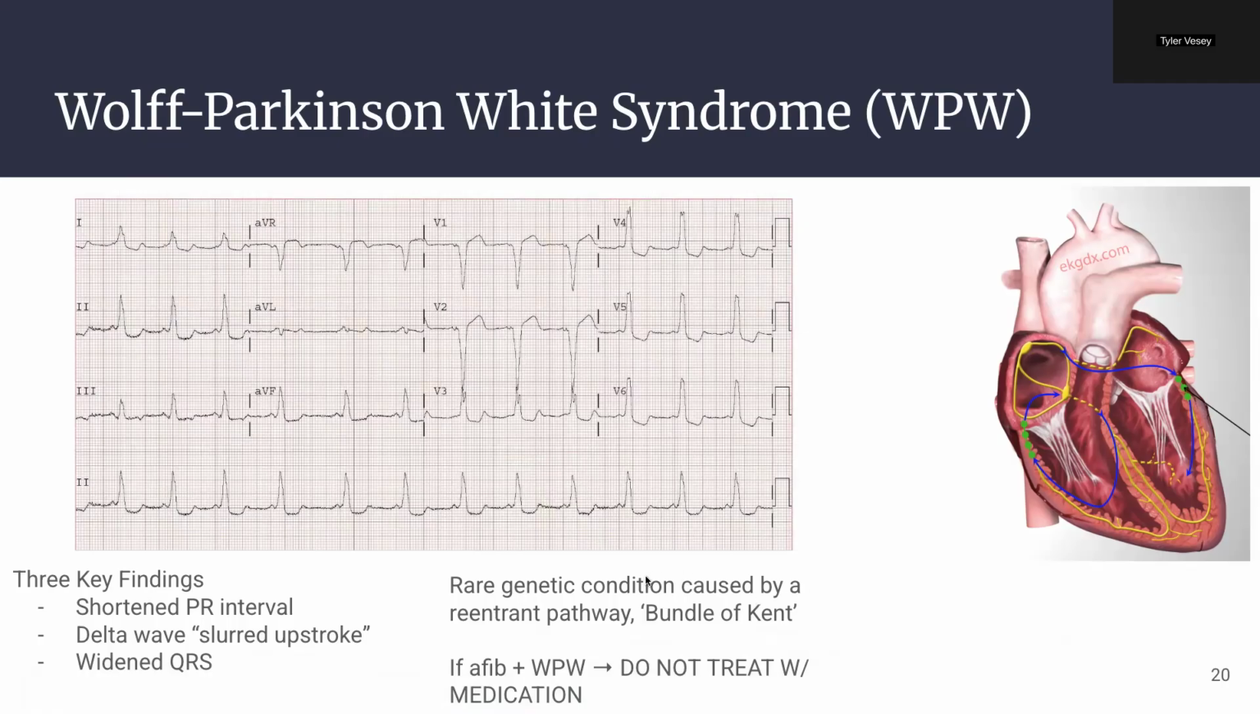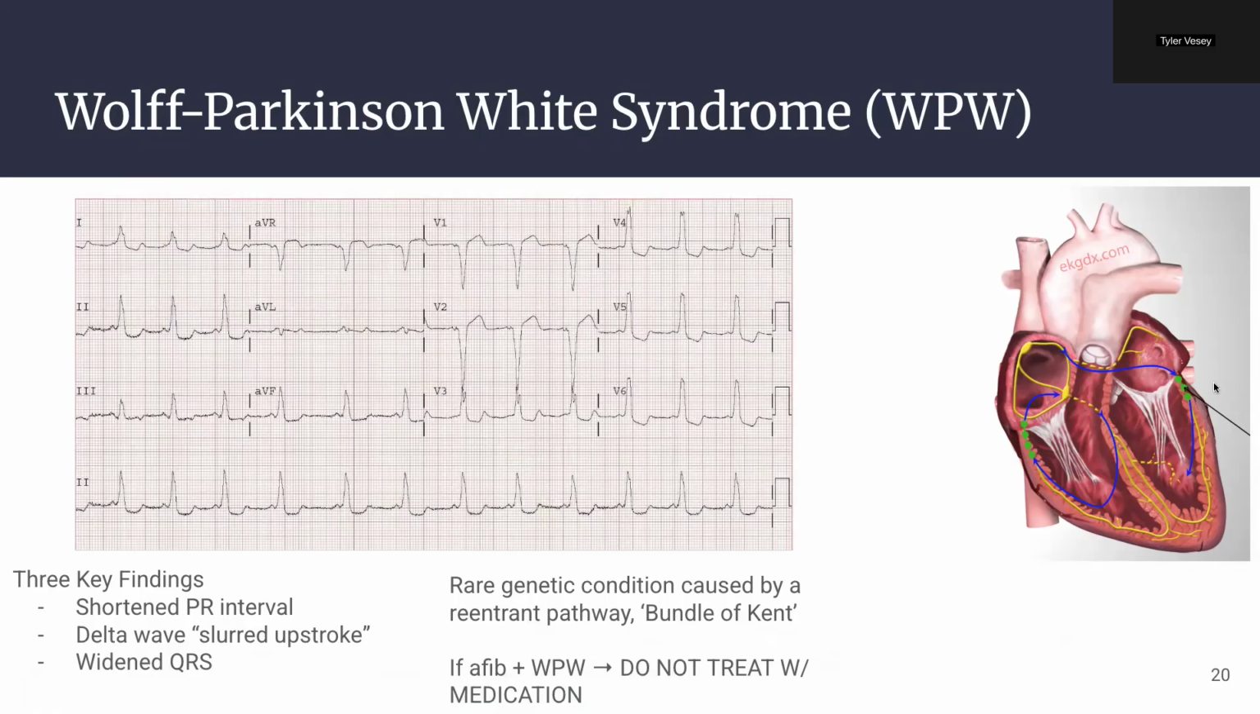It's a rare genetic condition caused by a re-entry pathway called the bundle of Kent. Over here on this side of the heart, we're going to have our normal SA node, AV node going down through the bundle of His throughout the heart. And this is the normal flow of electricity. They basically have this another bundle here that can cause electrical abnormalities and can cause it to become tachycardic.